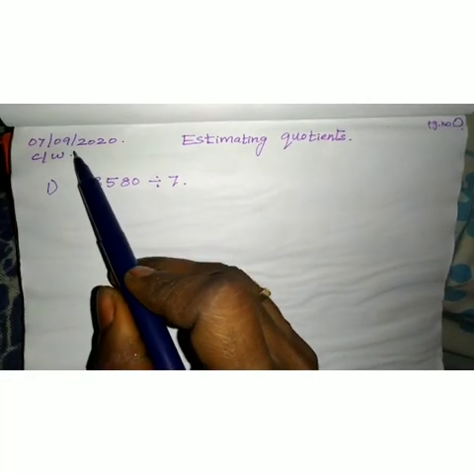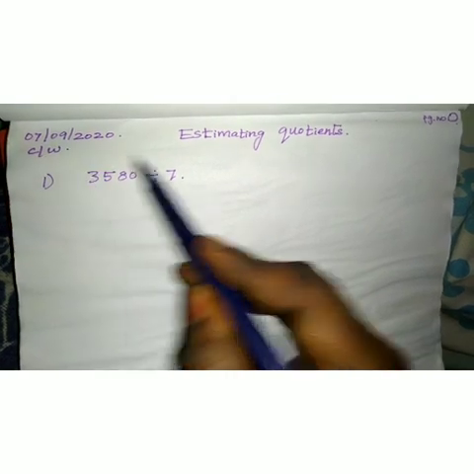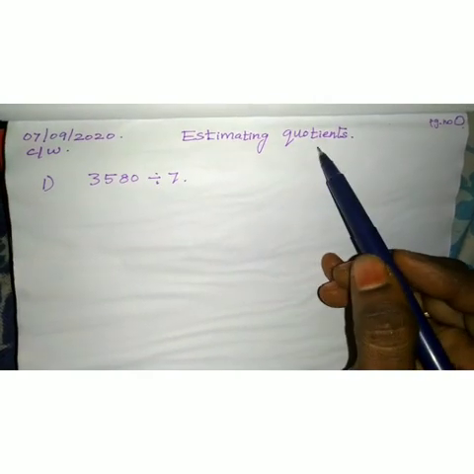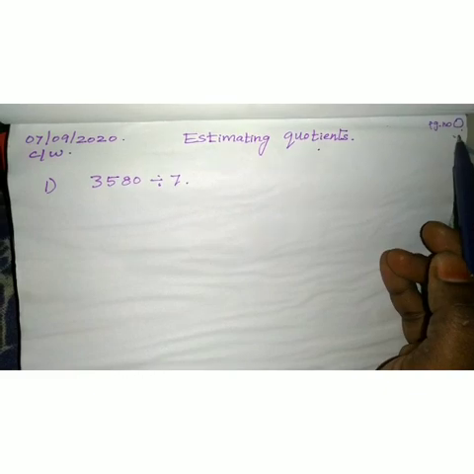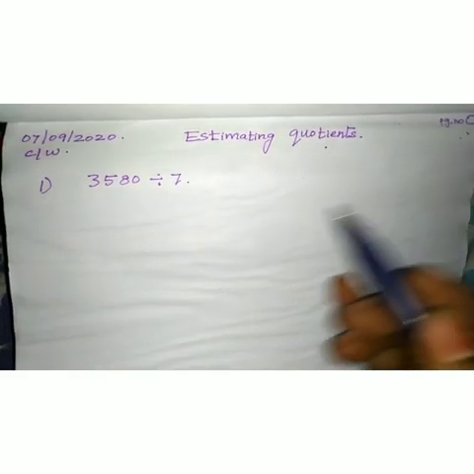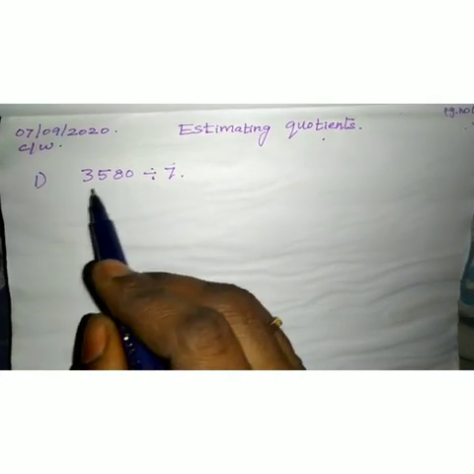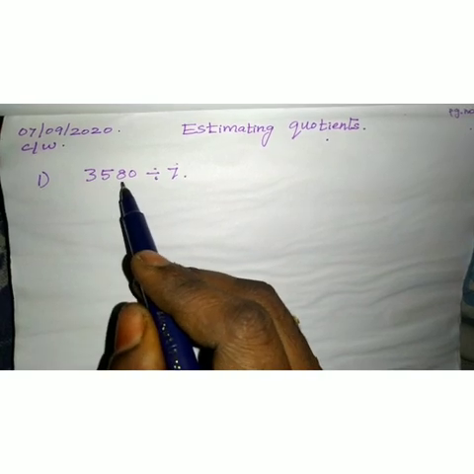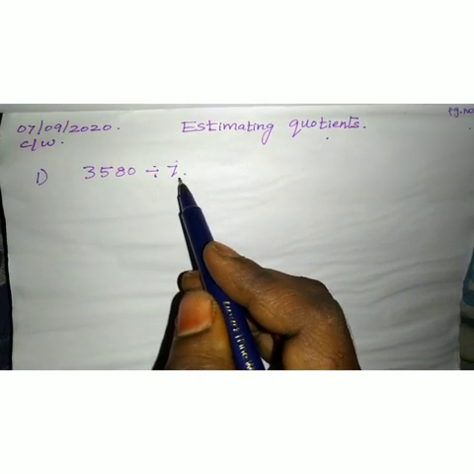This is your classwork part. You have to write the date and CW. Then write the heading as estimate questions. Then write the page number at the top right corner of the page. Leave one line, then write the first problem: 3580 is divided by 7.